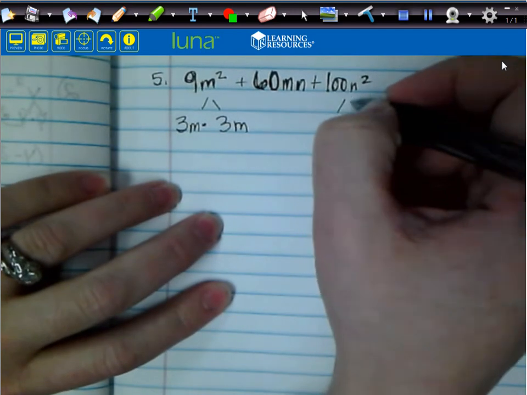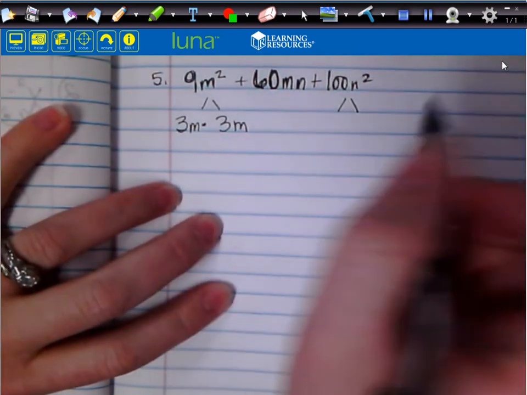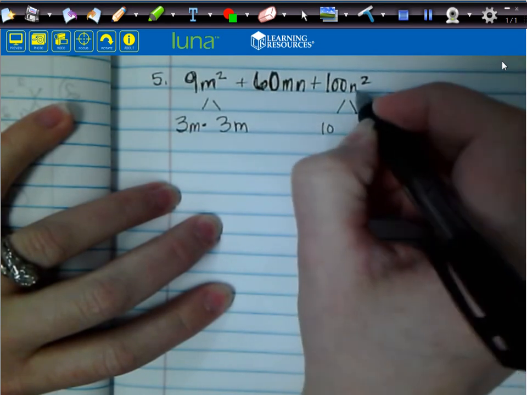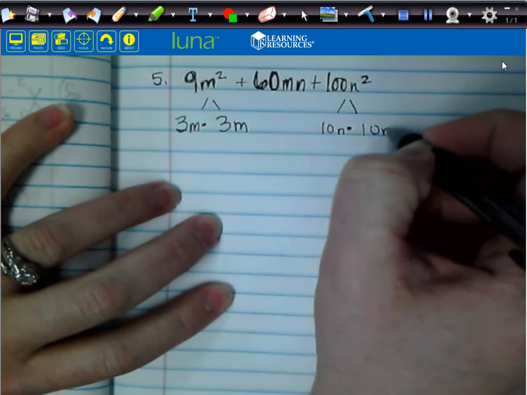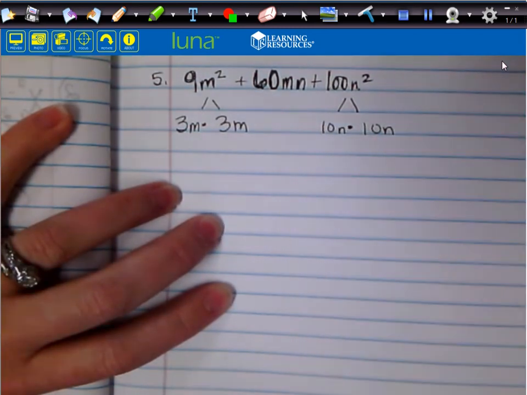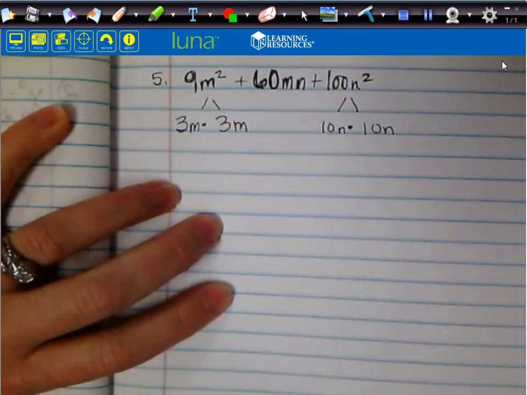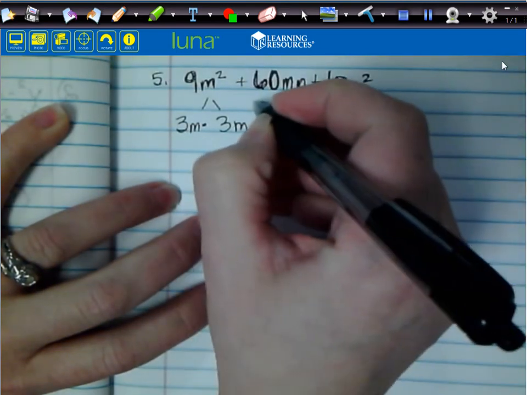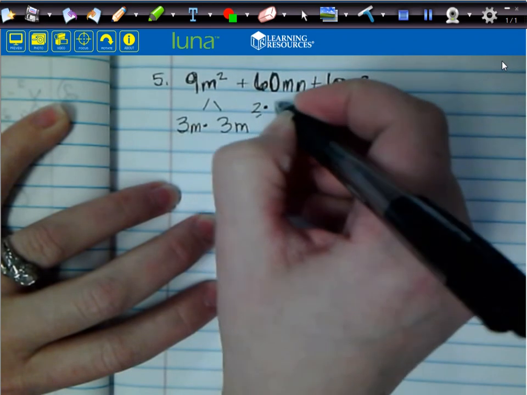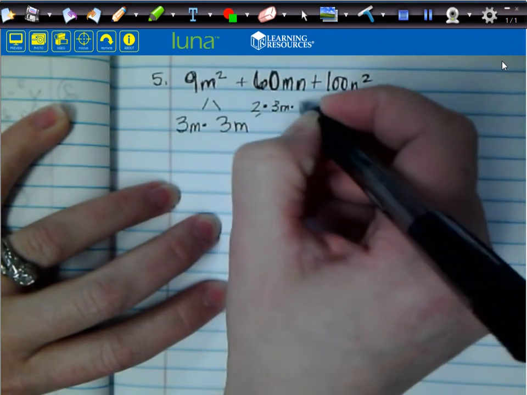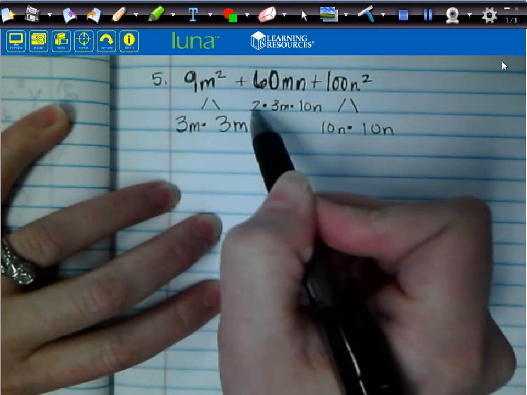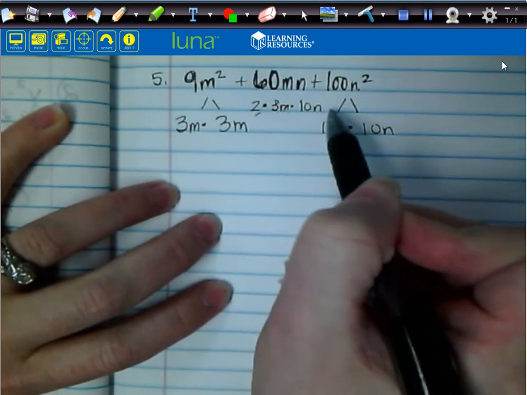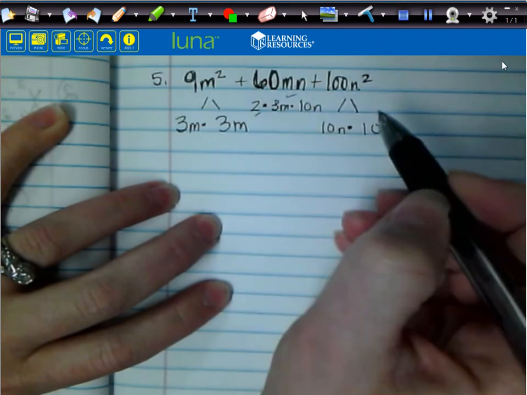Over here I have 100, and if I look at my perfect squares chart, it shows me that 100 is a product of 10 times 10, and then again I know that n squared is a product of n times n, so that's 10n times 10n. So now I have to just check and make sure real quick that my 60mn is going to come if I multiply 2 times one of my first terms times one of my last terms. I can see that 2 times 3 is going to give me 6m, and then 6m times 10n is going to give me 60mn. So that does check out.